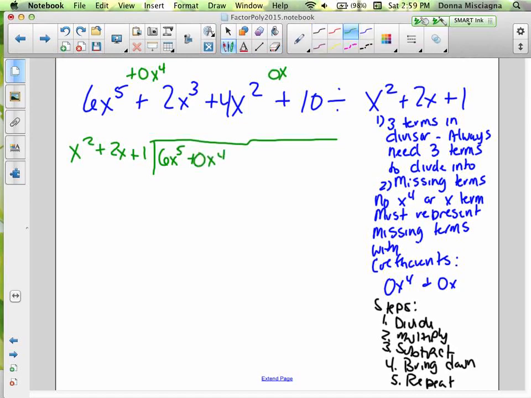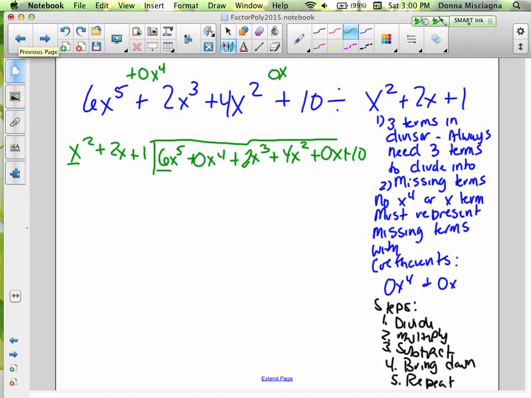0x to the 4th plus 2x cubed plus 4x squared plus 0x plus 10. Right? And now what would we have to multiply x squared by to get 6x to the 5th? Well, because we always worry about the leading terms, the leading term and our leading term.